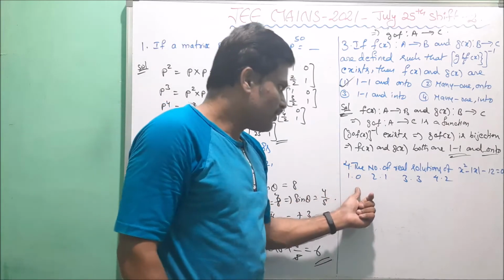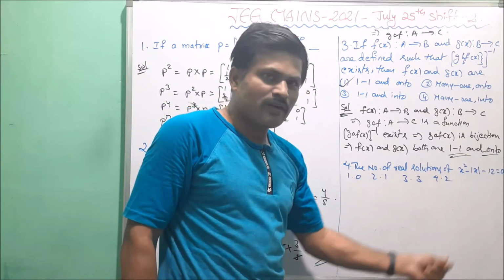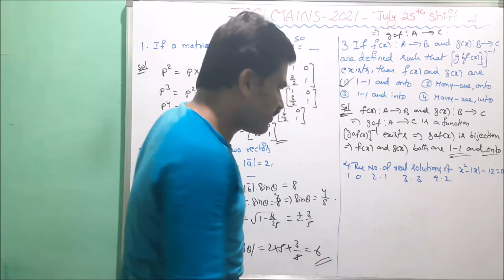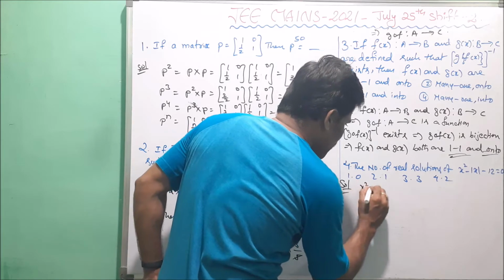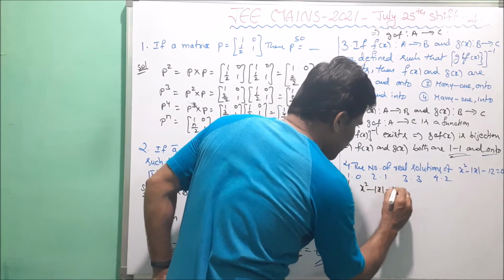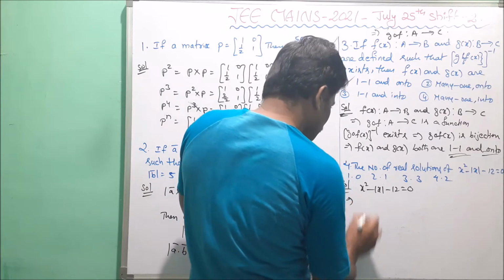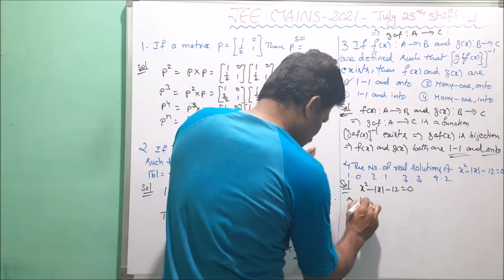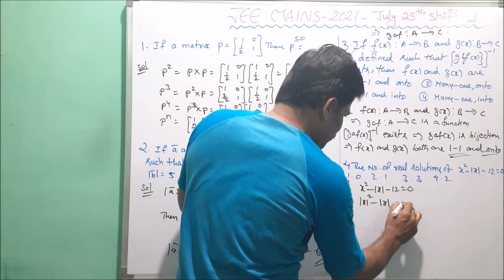So next one. This is quadratic expressions: the number of real solutions. Here, to find the number of real solutions, first of all we take the given equation x² − |x| − 12 = 0. Now here we write |x|² − |x| − 12 = 0.